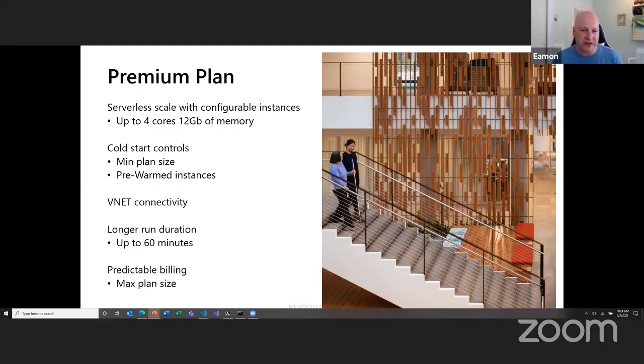And then a couple of other things that are part of the Premium plan: you can now run up to 60 minutes, which is a lot longer than you would get in Consumption. So there might be some workloads that require that, as well as you can define the size of your Premium plan so that you can ensure that only a certain amount is going to be spent.